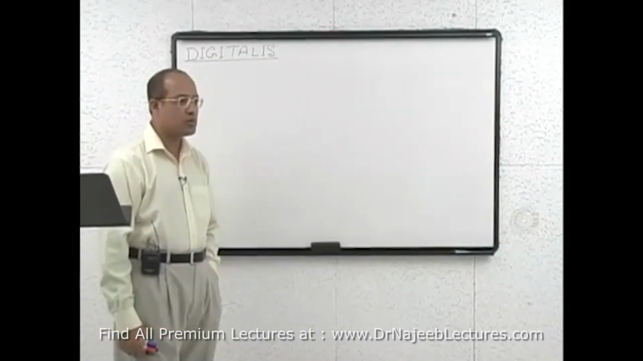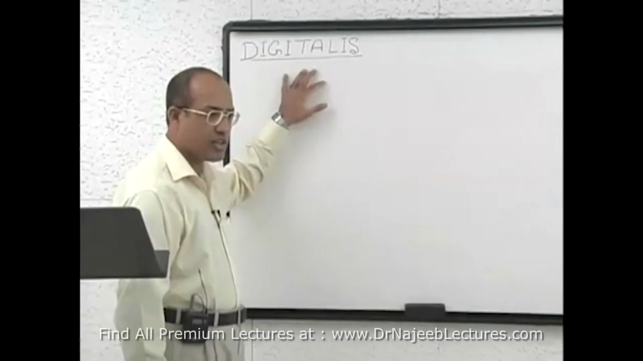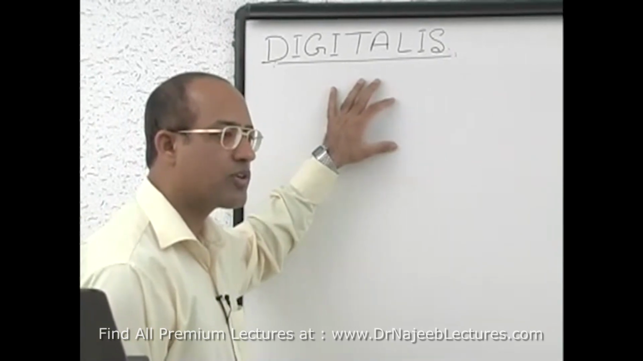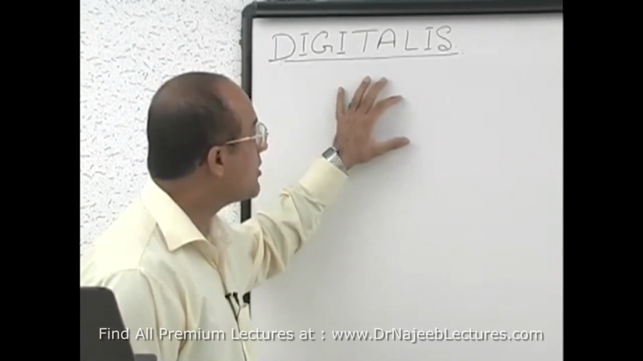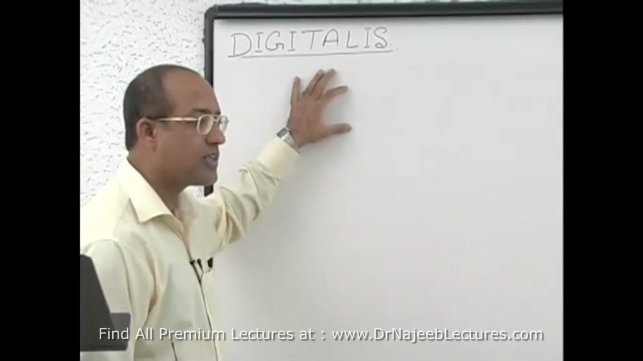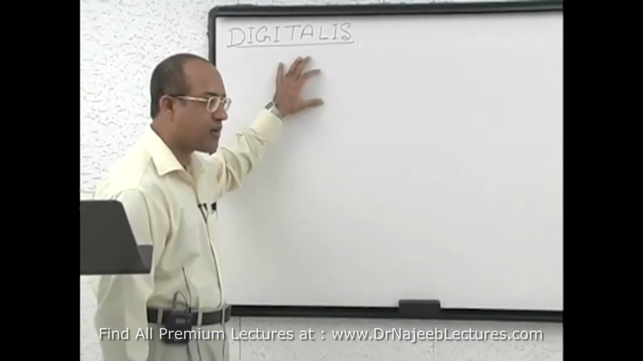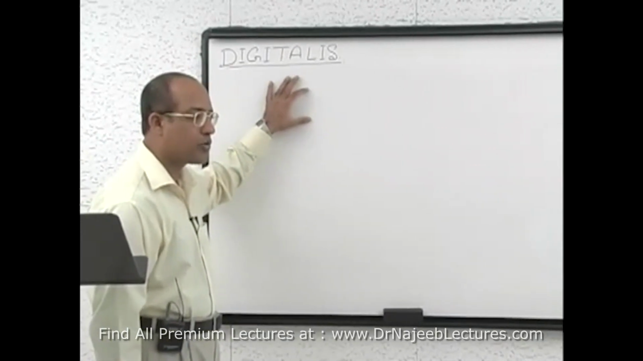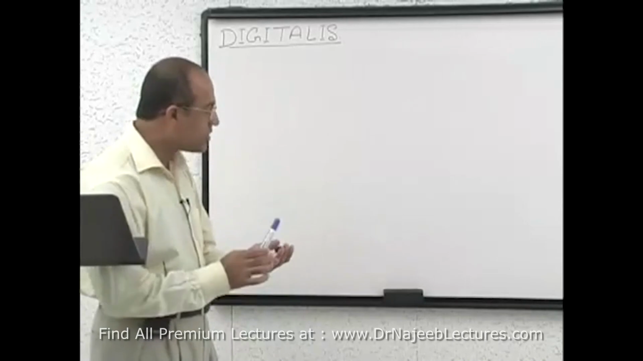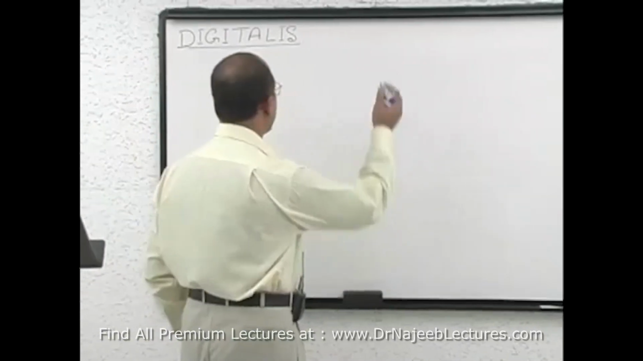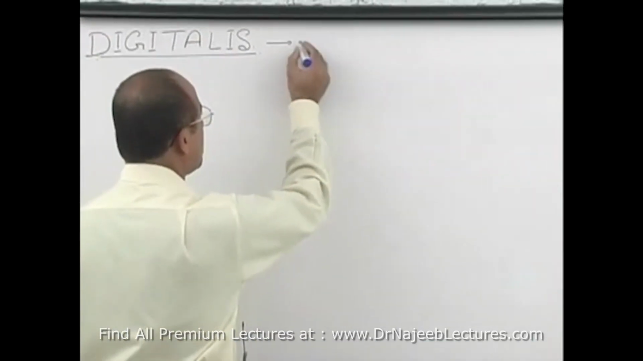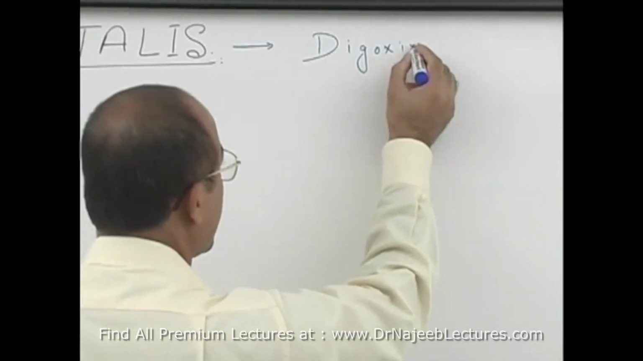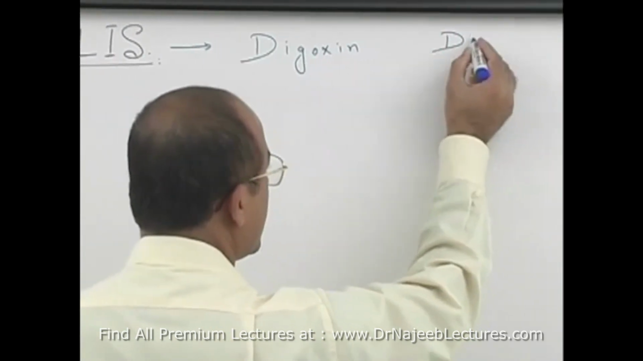Today we are going to talk about Digitalis in detail. Digitalis is a group of compounds which increase contractility of the heart. Because they increase the strength of contractility of myocardium, these drugs are called positive inotropic drugs. Out of this group, two are commonly used: one is digoxin, and the other is digitoxin.